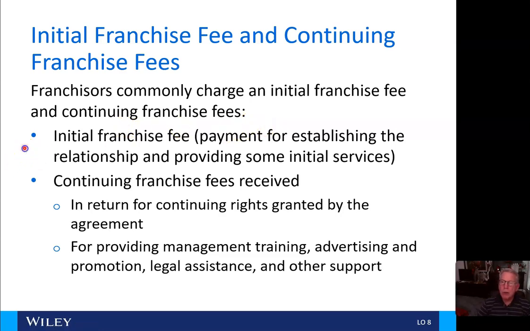Okay, the initial franchise fee, that's the big one, and that's the payment for establishing the relationship and providing some initial services. And then there are continuing franchise fees received in return for continuing rights granted under the agreement and for providing management training, advertising, promotion, legal assistance, and other support, such as McDonald's.